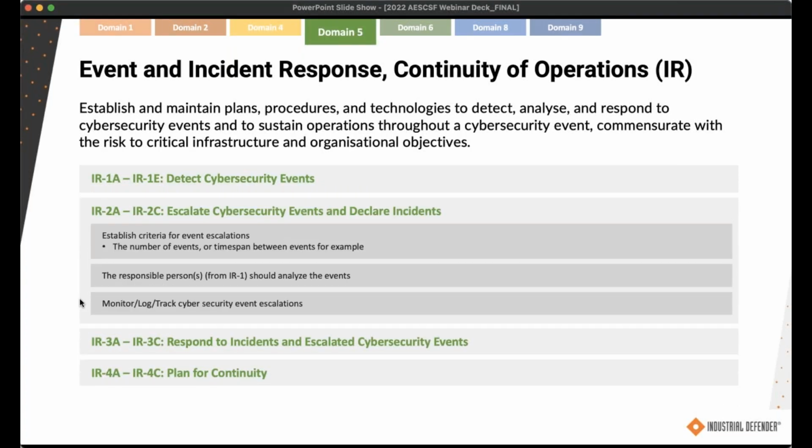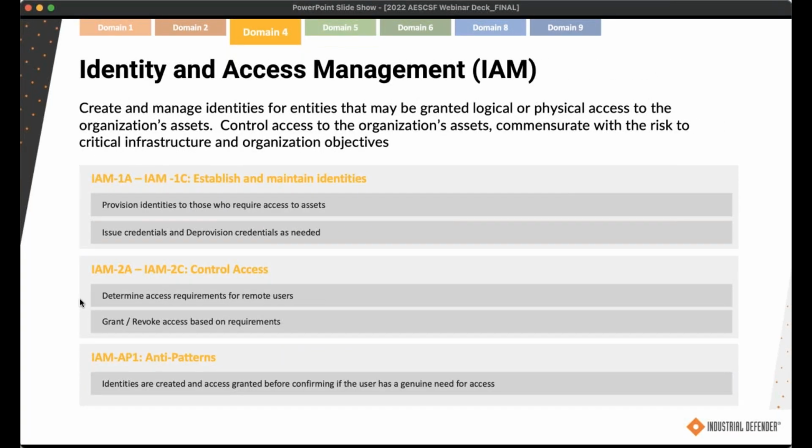Same as for identities, deprovisioning, same thing for access: revoke access as people are leaving the organization or changing jobs within the organization as well.